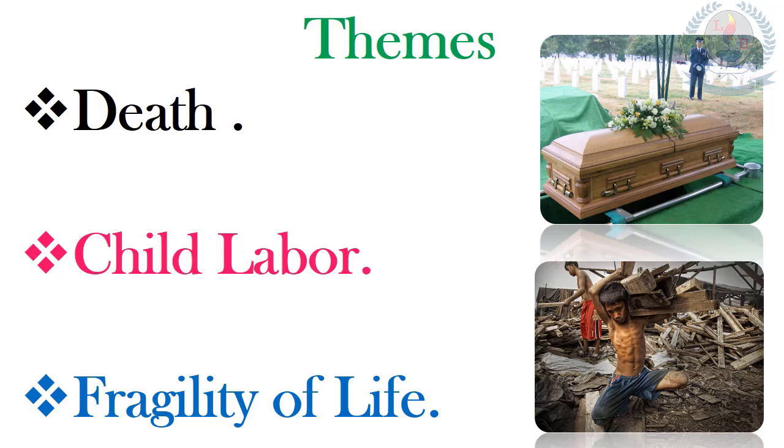Yes, we have come to the themes of this poem, Out, Out. When we talk about themes, we can see three major themes. How many? Three. What are those? The first one is death. Next one, child labor. Finally, we can consider fragility of life.